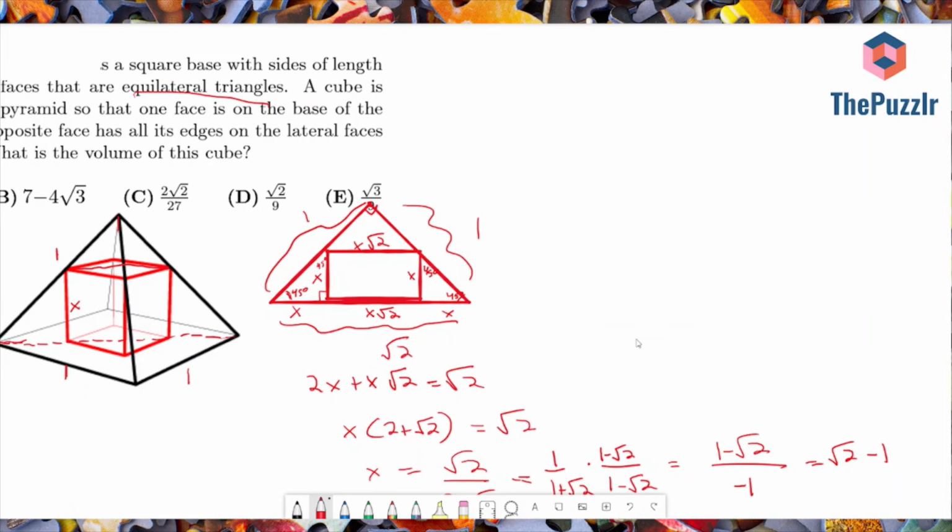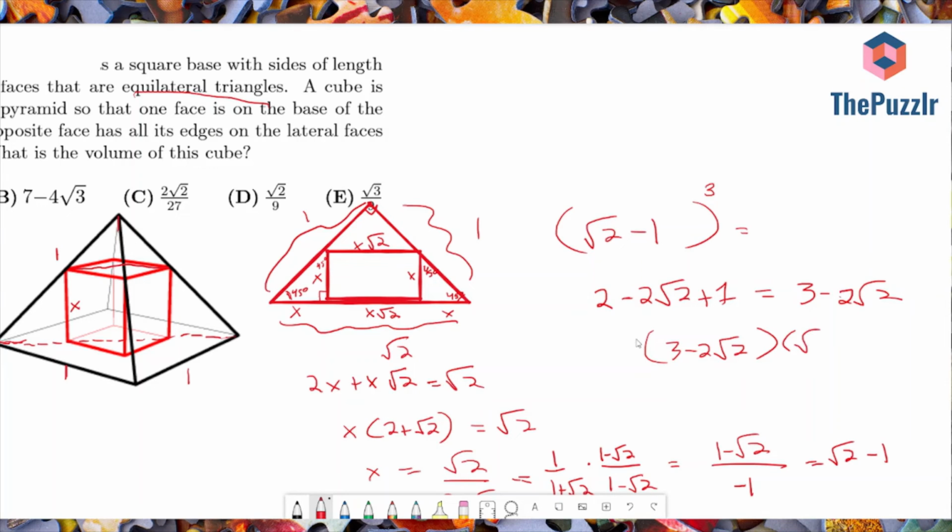So root 2 minus 1, when we cube that, since that's the side length of the cube, what do we get? Well, root 2 minus 1 squared is 2 minus 2 root 2 plus 1, or 3 minus 2 root 2. So 3 minus 2 root 2 times root 2 minus 1. That gives us, for the first term, 3 root 2.